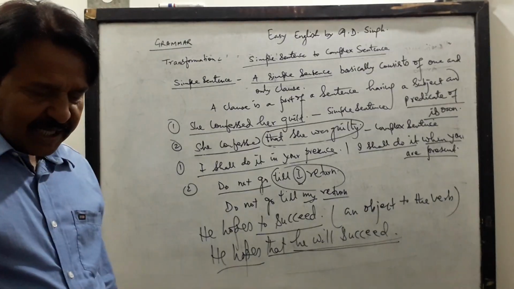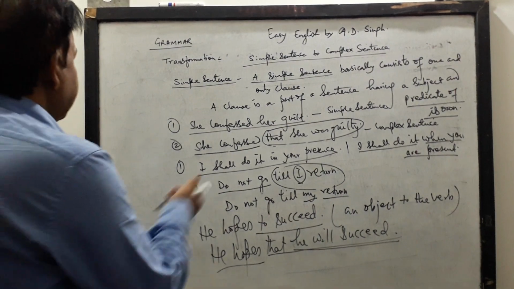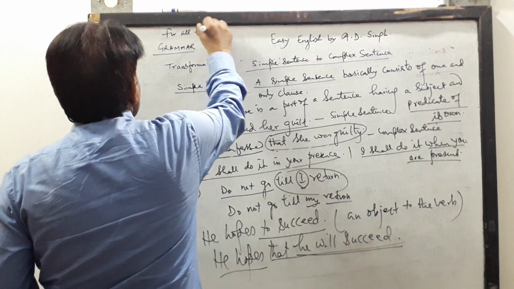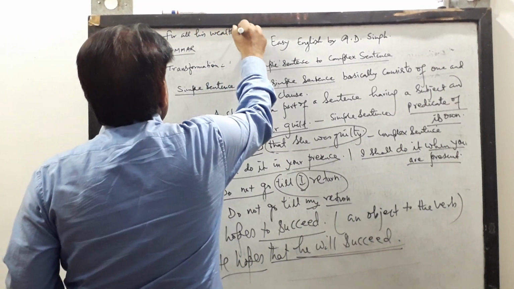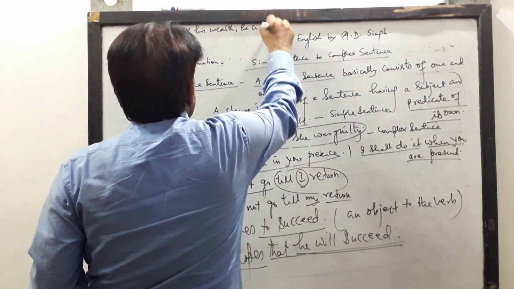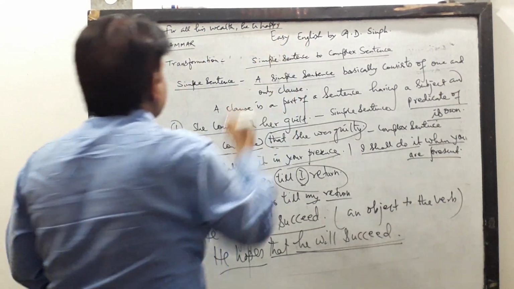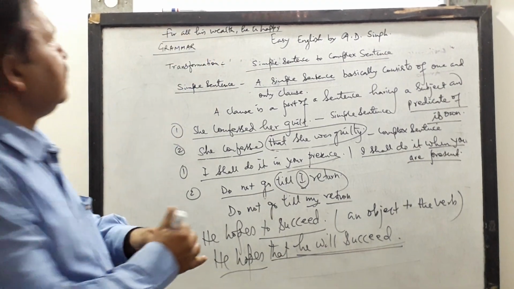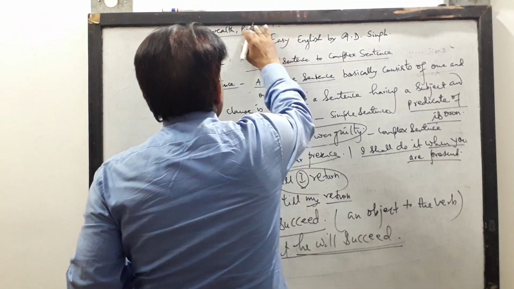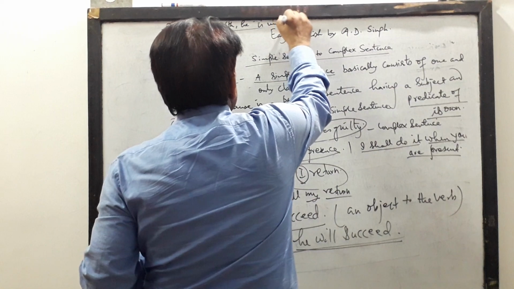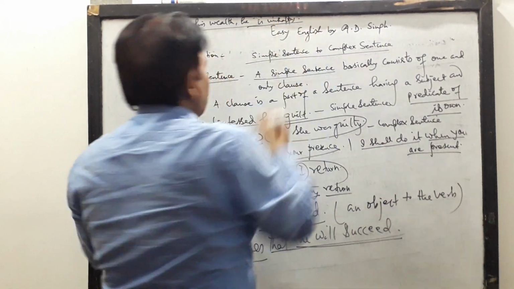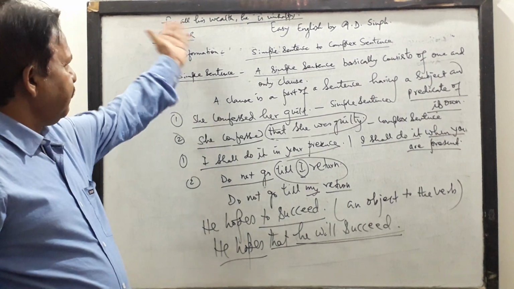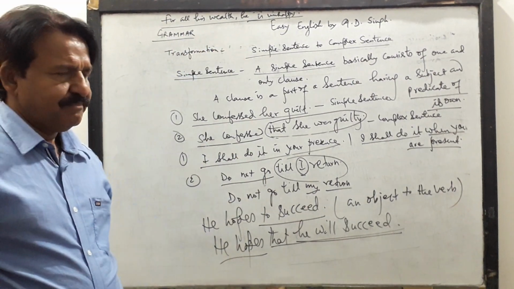For all his wealth he is unhappy. Tell me, for all his wealth he is unhappy. मान लीजिए हमको इसको सिंपल बनाना है, तो कैसे बनाएंगे. मतलब वो देखिए सारा हैप्पी नहीं है, अनहैप्पी है. ही इज अनहैप्पी. सारी संपत्ति रहने के बावजूद भी वो नाखुश है, दुखित है. तो इसको हम कैसे बोलेंगे, बोलिए. देखिए, फॉर ऑल हिज वेल्थ ही इज अनहैप्पी.